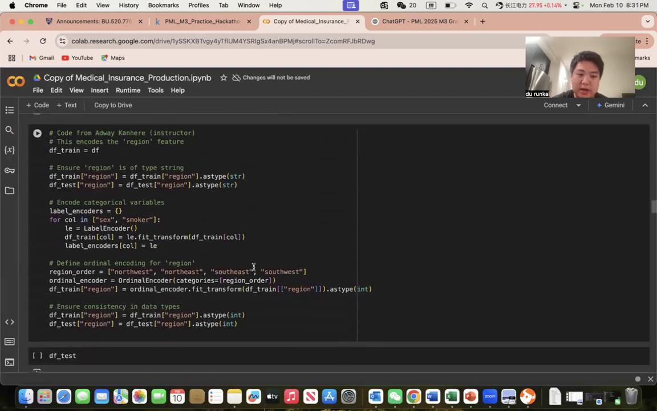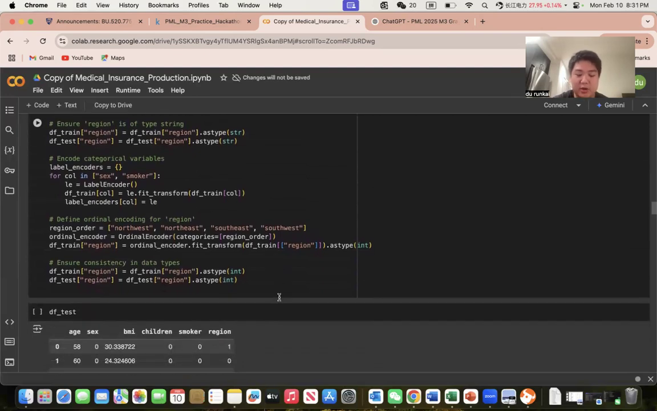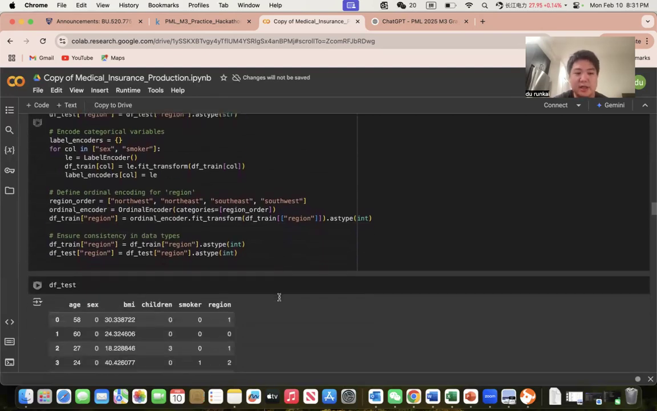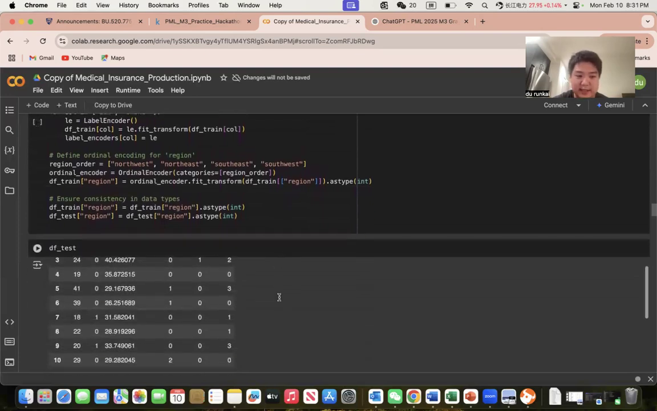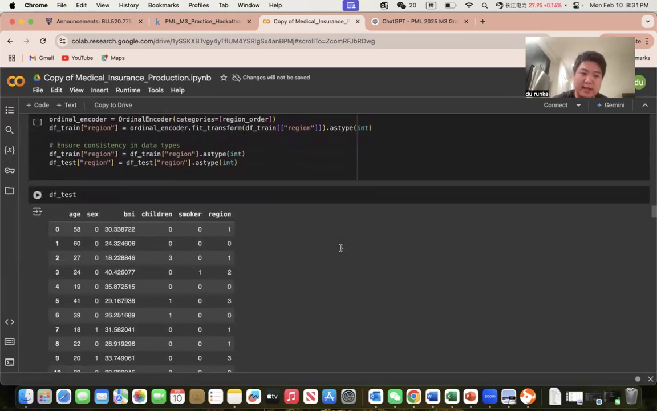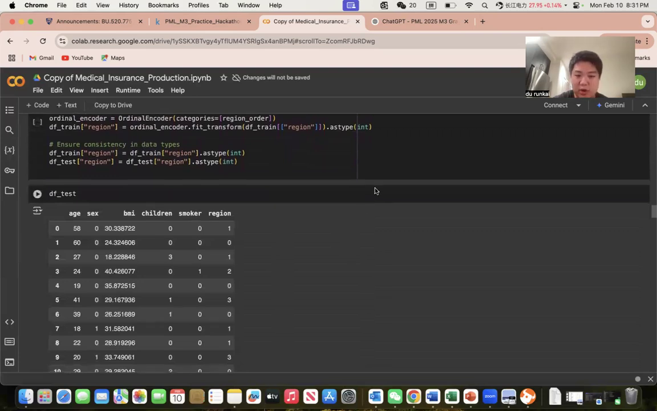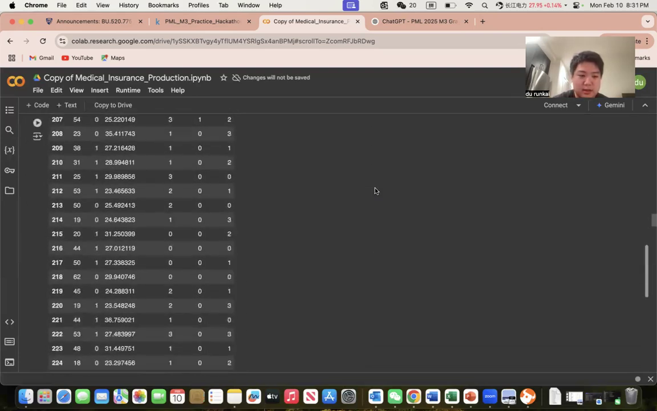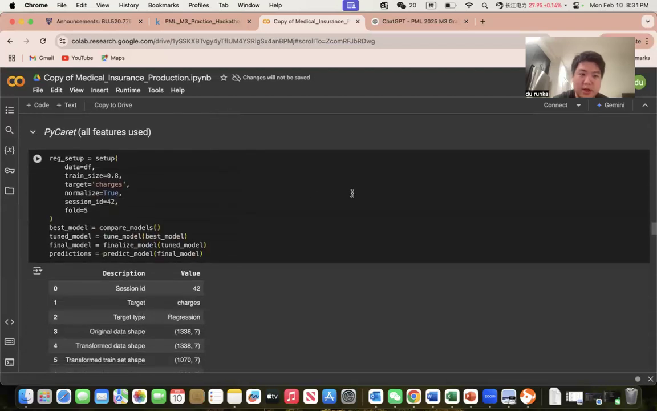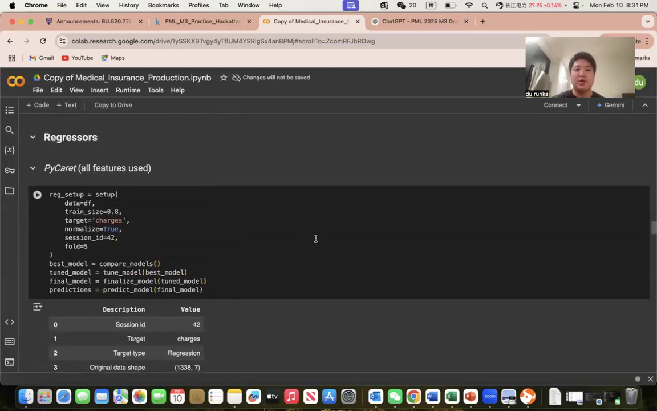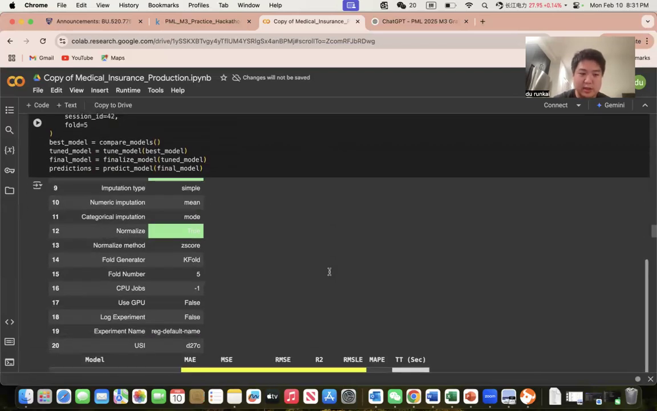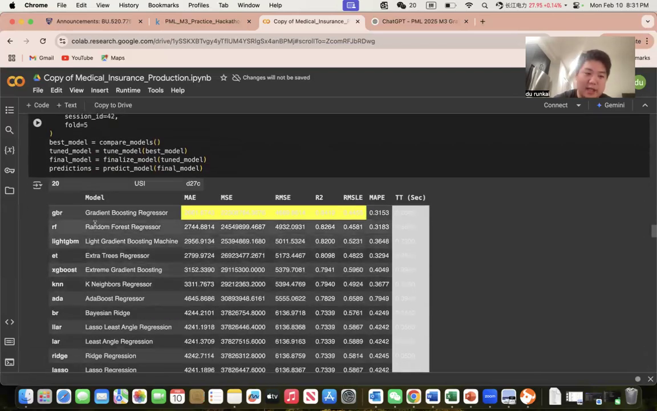For the train data, we divide the data into 80 and 20: 80% for the train data set and 20% for the test data set. This is the test data set. We have age, sex, BMI, children, smoker, and region. And continuing, we use caret to show the models we used. The best models here are gradient boosting regressor, random forest regressor, light gradient boosting machine, and extra trees regressor. These four are the best.